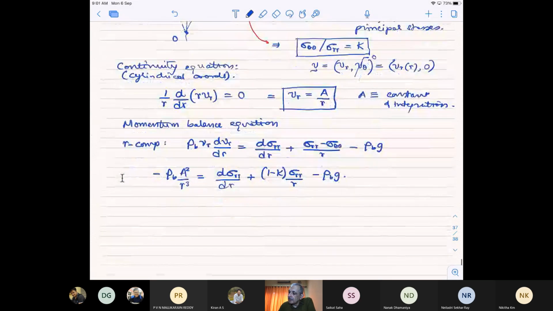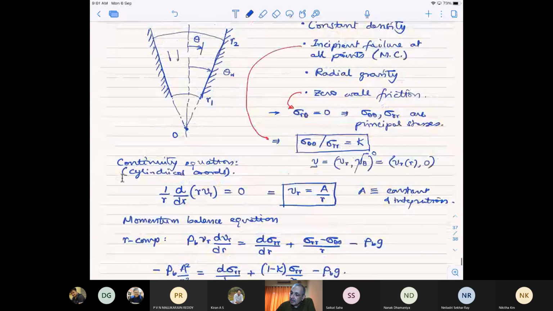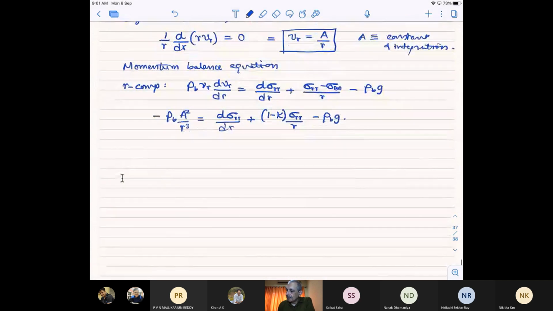So this minus sign comes in the gravity term because the gravity is acting in the direction that is opposite to the unit vector in the radial direction. So this distance over here is r, and so the unit vector is er acting in that direction, and this is in the opposite direction. So you have a negative term.